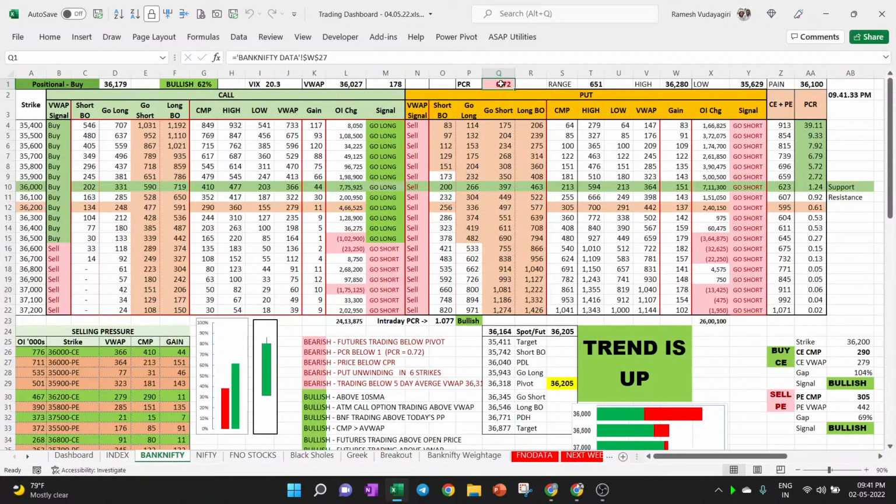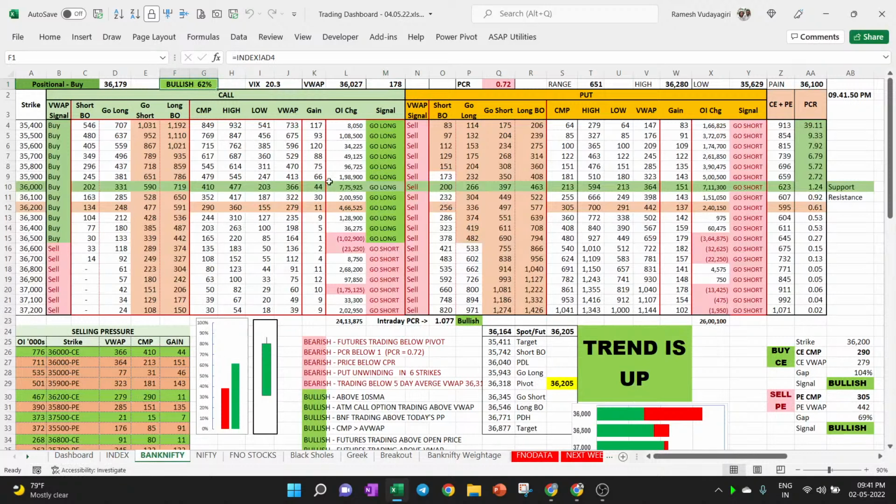For the PCR, we are taking the nearby 10x10 strike prices only, not everything. Normally for any website, if you see PCR, they take the entire option chain actually. But here we are taking the PCR for only 10 strike prices. And the VWAP is also mentioned here. VIX also we are getting here, and bullish 62%. That's what is showing in the candle here.